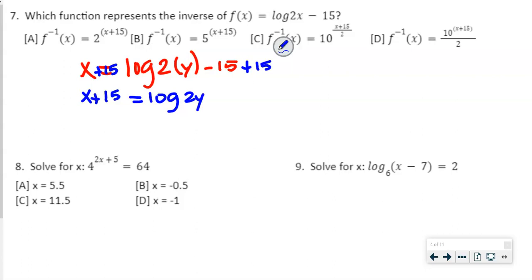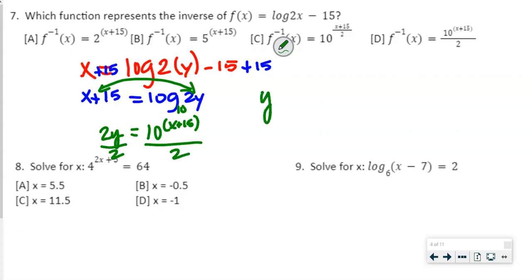So at this point, we're going to put it in exponential form, okay? So remember, when there is no base, the base is 10. So we're going to take our base, 10, and we're going to switch these two things again. So this is going to be 10 to the x plus 15 power, and that's going to be equal to our 2y. So to solve for y, our last step would be to divide by 2, wouldn't it? So that means y is equal to 10 to the x plus 15 power, all divided by 2. So it looks like that answer is D.